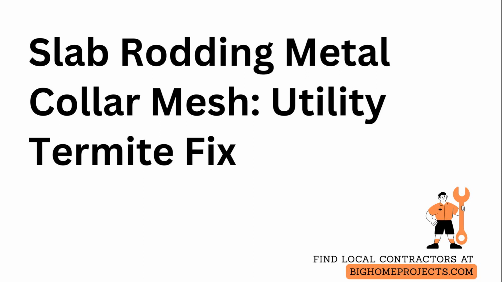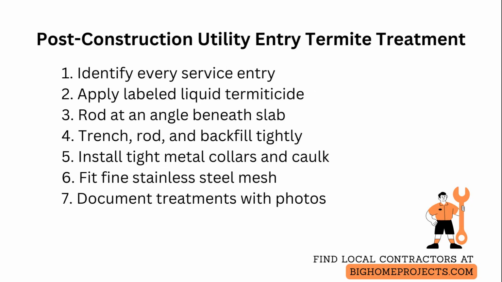Service penetrations from utilities are primary termite pathways, so treat and seal them during post-construction termite treatment. Start by identifying every service entry, including electrical conduit, plumbing pipes, gas lines, and communication cables where they penetrate foundations, slabs, or exterior walls. For each penetration, apply a labeled liquid termiticide into the trench or void around the service line using a rodding tool that reaches the soil adjacent to the foundation line.